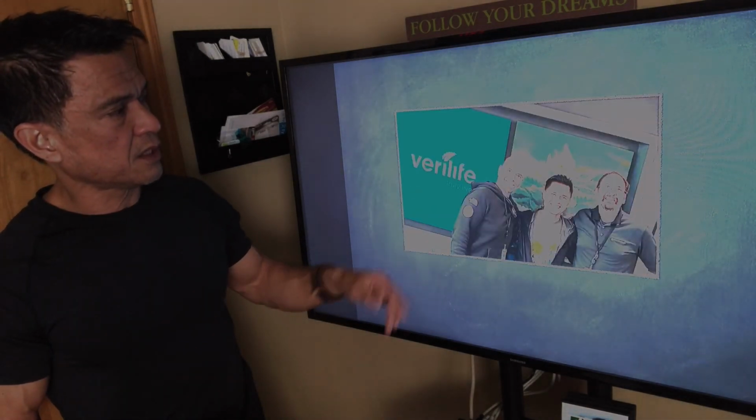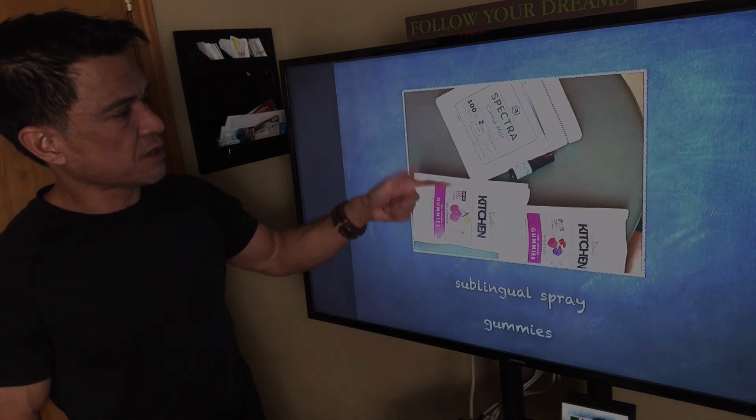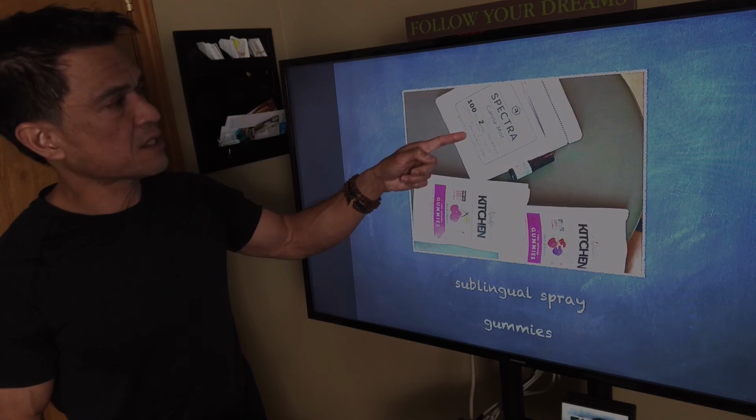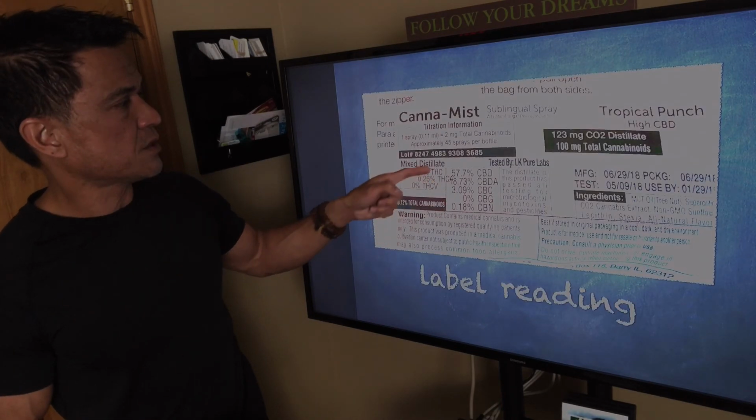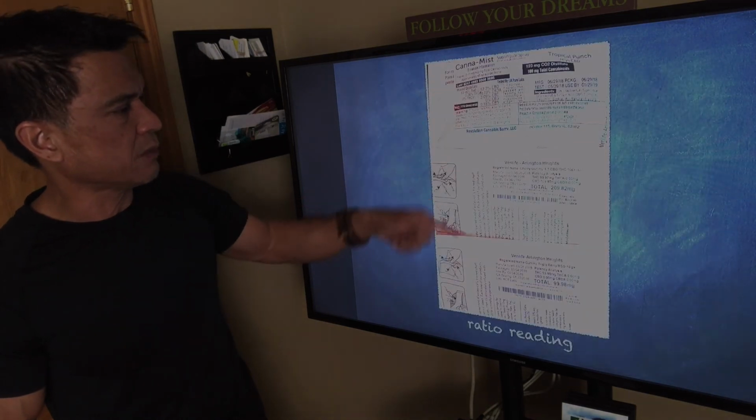These are the guys that also presented. There's also candies that are chocolate coated, and here's gummies. Here's under the tongue mist spray, and then this was how you read those. You should get used to reading the labels. It's important. Again, more labels.